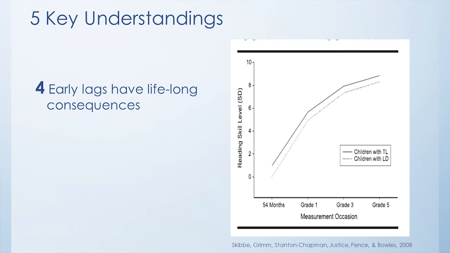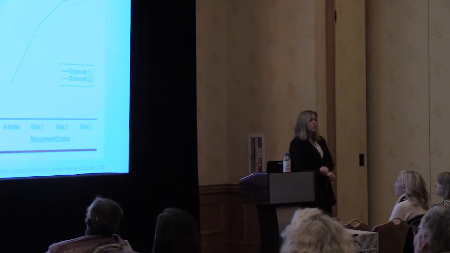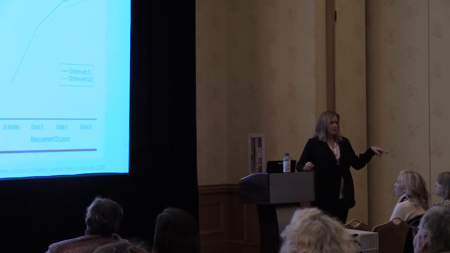How do we know that? Well, this is a study I did quite a while ago. These are kids at 4 and a half who have language disabilities, okay? Kids with language disabilities and then kids who have typical language compared in their reading growth all the way to 5th grade. Tell me what you see. What do you see? Tell me 3 things.